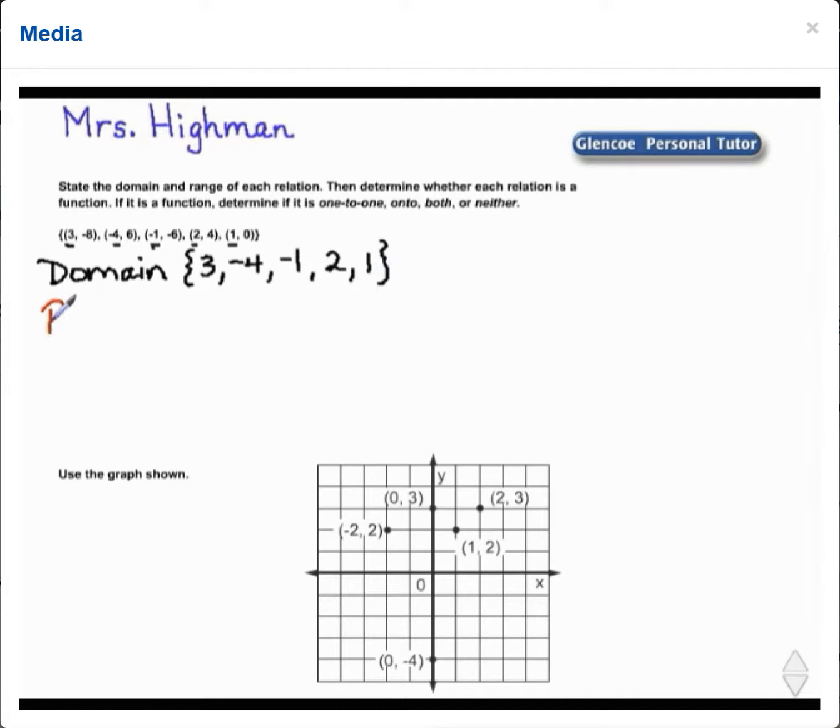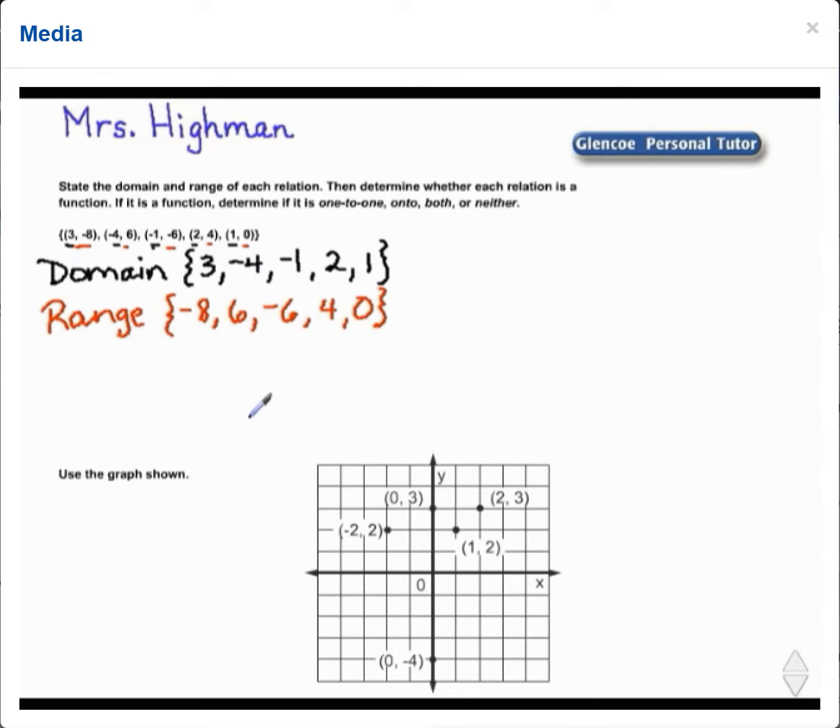Okay, the range then will be the y values, and the y values are those second values in our ordered pair. So first we have -8, next we have 6, the next value is -6, then we have 4, and the last value is 0. So we have the domain and range listed.